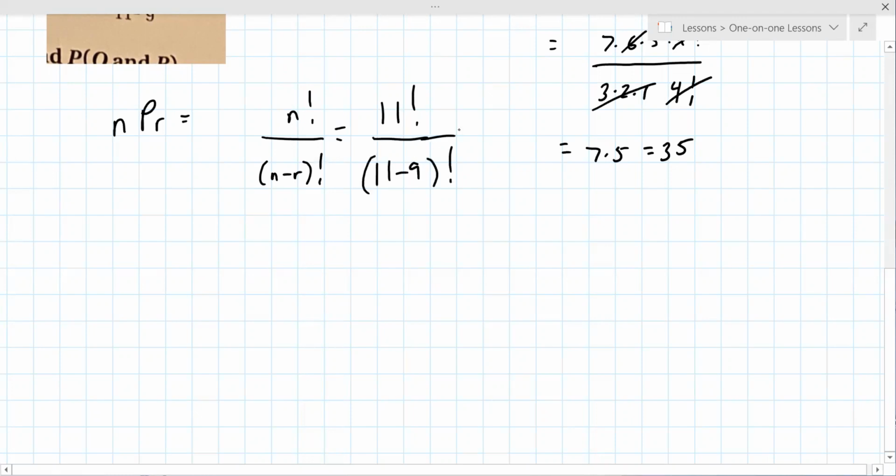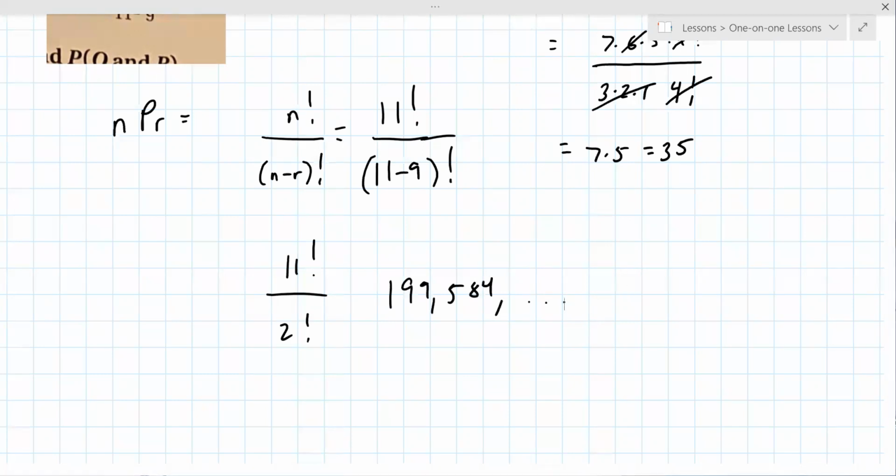So we have 11 factorial over 11 minus 9 factorial. So that's 11 factorial over 2 factorial, and that's quite big. So definitely want to put this into your calculator. Go ahead. Okay, I got 199,584,000. All right. So that takes care of those 3 questions there.